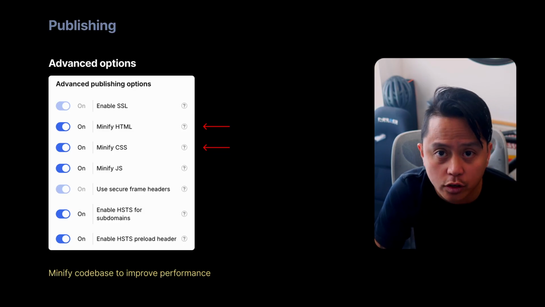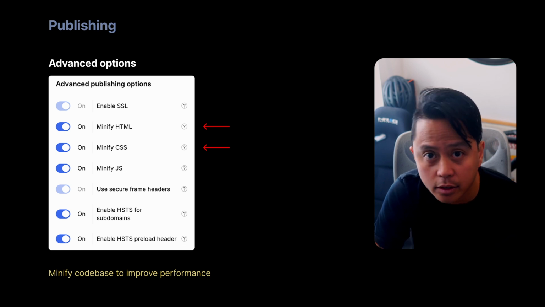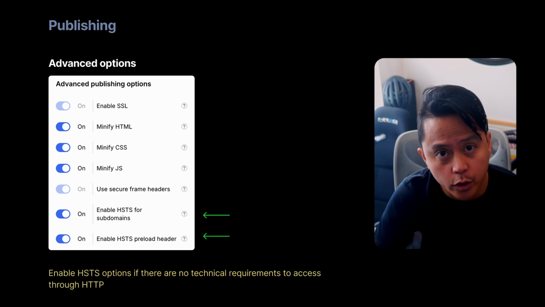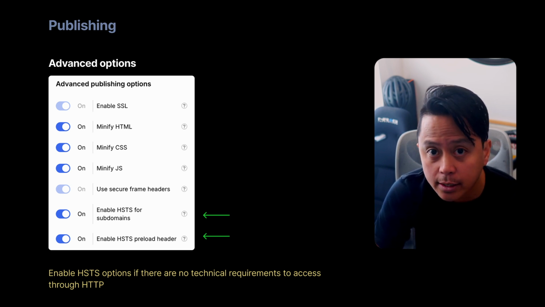Another thing I check is advanced settings, especially if the site was cloned or built from a template. SSL and HTML minification are enabled by default, but I usually recommend minifying CSS and JS too. For strict transport security, HSTS, it depends whether my client actually needs HTTP access.